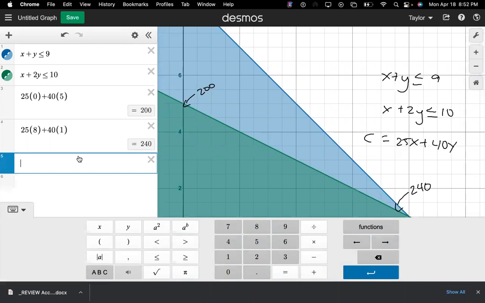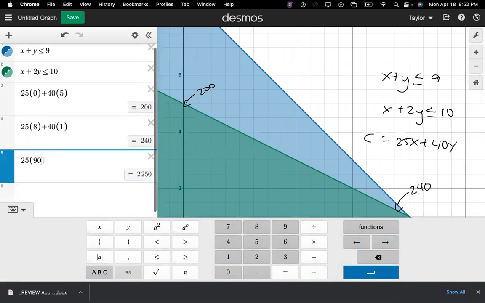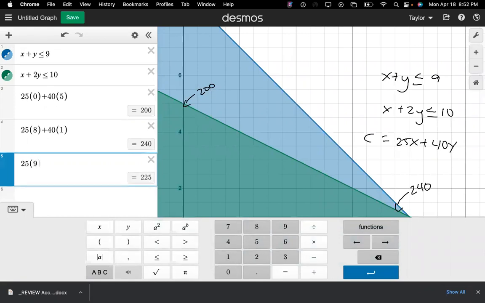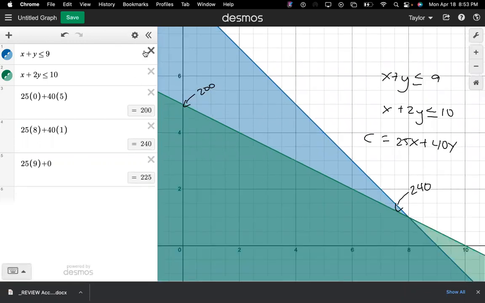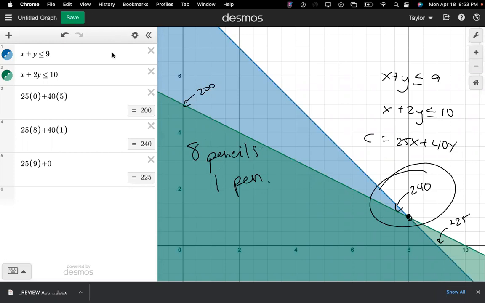We're going to plug that in. 25 times 9. And that's 225. Okay, so where are you going to get the most bang for your buck? Okay, so 225. Okay, so it's going to be this one right here, which is 8, 1. So 8 pencils and 1 pen. I think that's what it was.